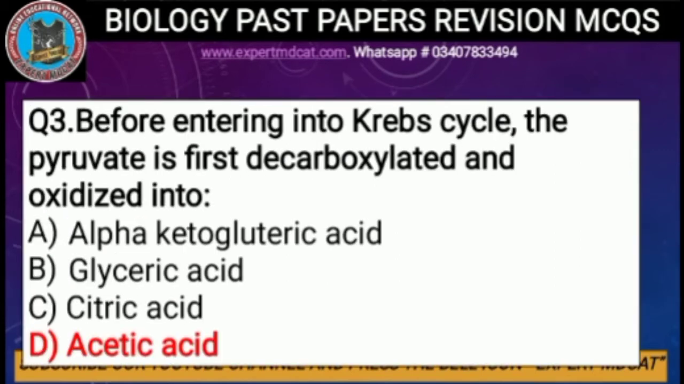Question number 3 is: before entering into Krebs cycle, the pyruvate is first decarboxylated and oxidized into. Options are alpha ketoglutarate acid, option B is glyceric acid, option C is citric acid, and option D is acetic acid. Here the correct option is D, that is acetic acid, because pyruvic acid does not enter into Krebs cycle directly. The pyruvate is first changed into 2C, that is acetic acid. Once it releases carbon dioxide, and this is called the process of decarboxylation. So the correct option is D, that is acetic acid.